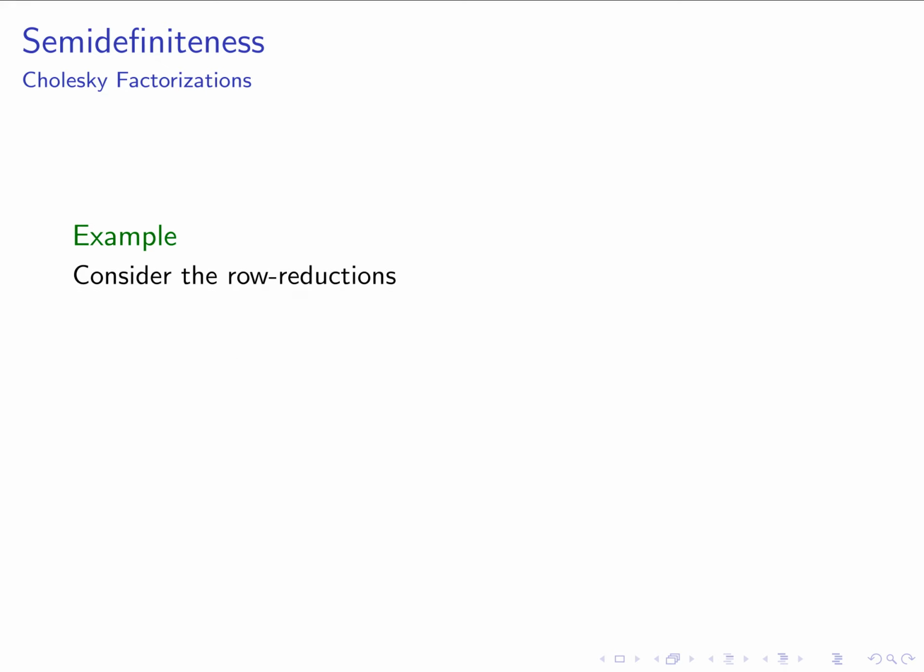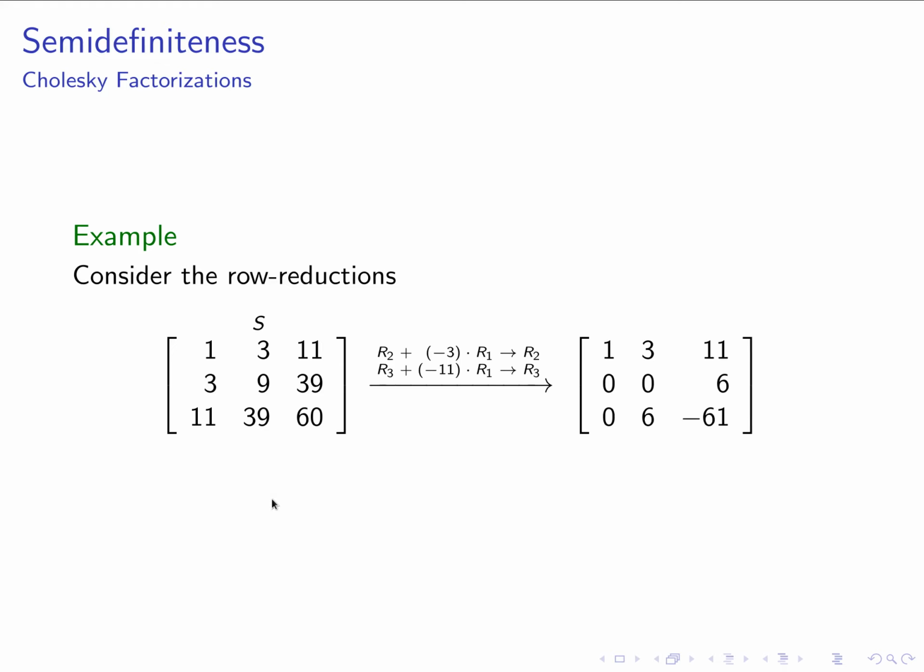Let's look at another example. Here we're studying a perfectly good 3x3 real symmetric matrix. And let's say all we want to do is figure out whether or not this matrix is positive definite. Well, let's start by doing some row reductions. We're going to ignore the method of partial pivoting and just use this 1 in the upper left-hand corner to clear out the 3 and the 11. When we do those operations, we end up with this new matrix.